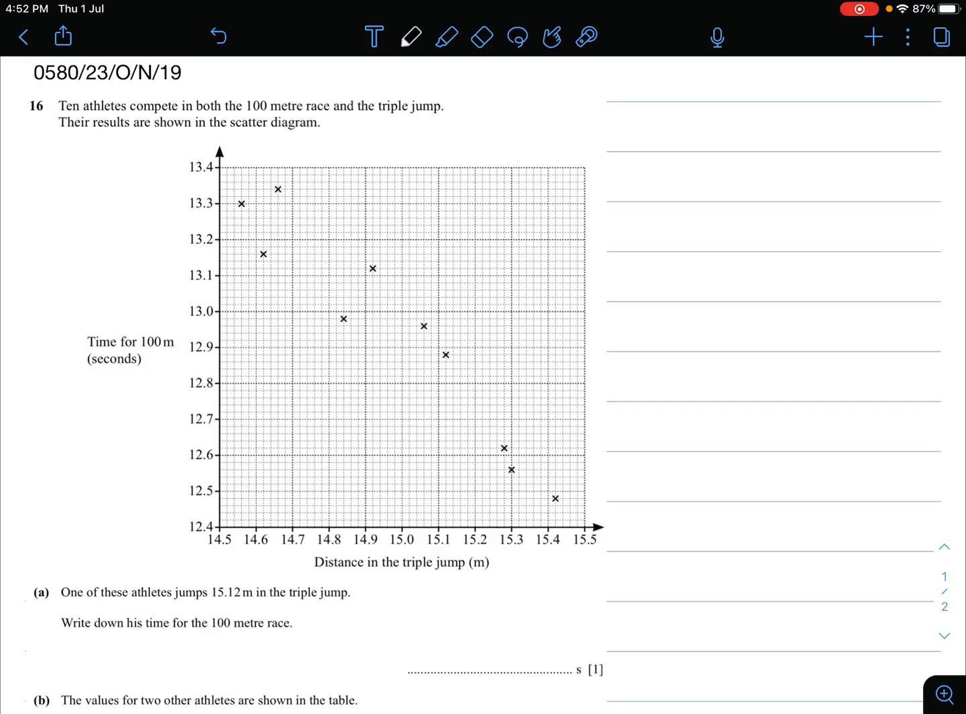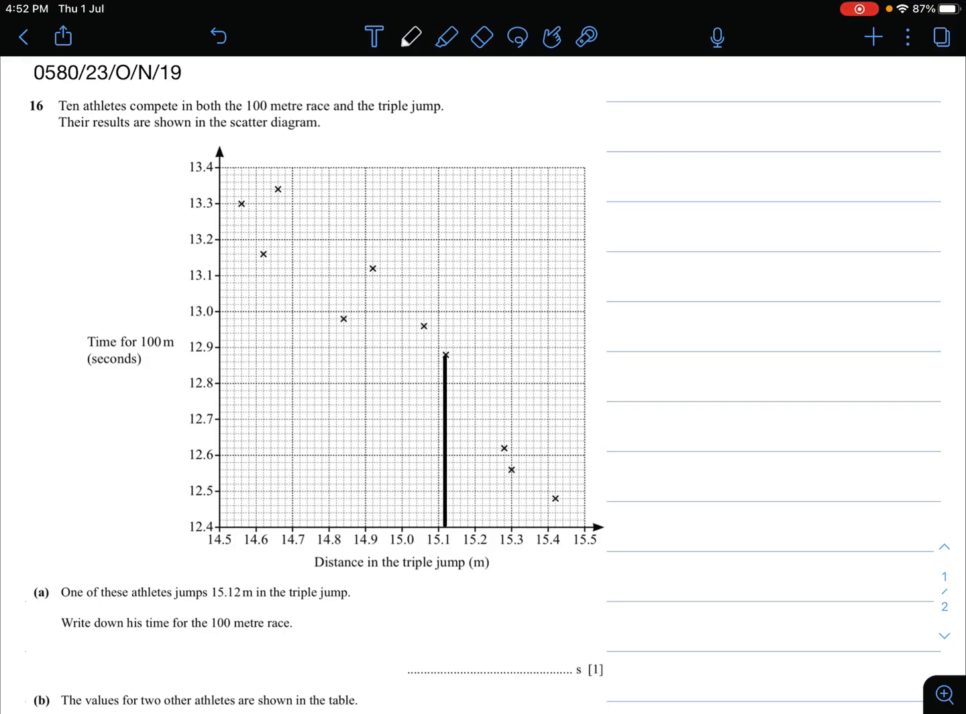10 athletes compete in both the 100-meter race and triple jump. Their results are shown in the scatter diagram. One of these athletes jumped 15.12 meters in the triple jump. So that is on the x-axis, and 15.12 would be right here.